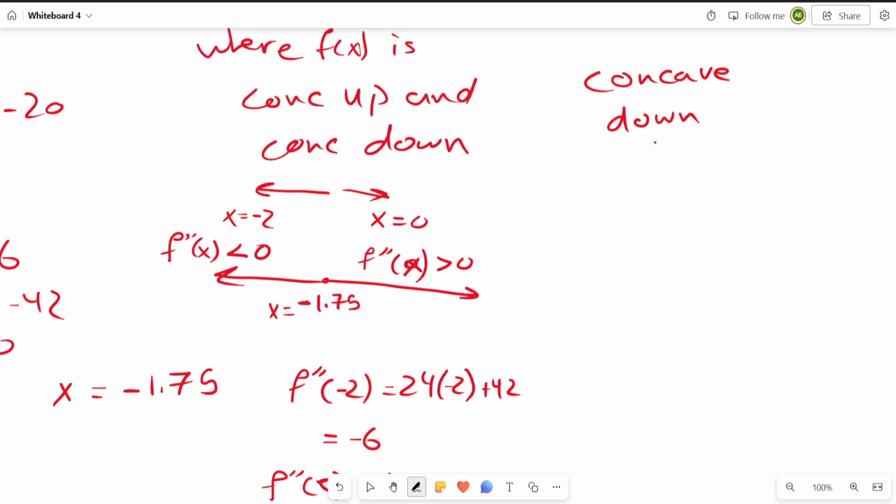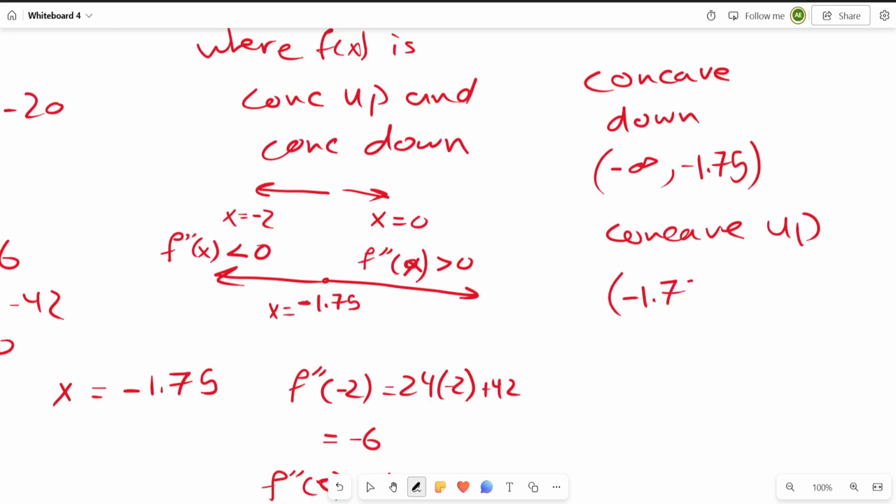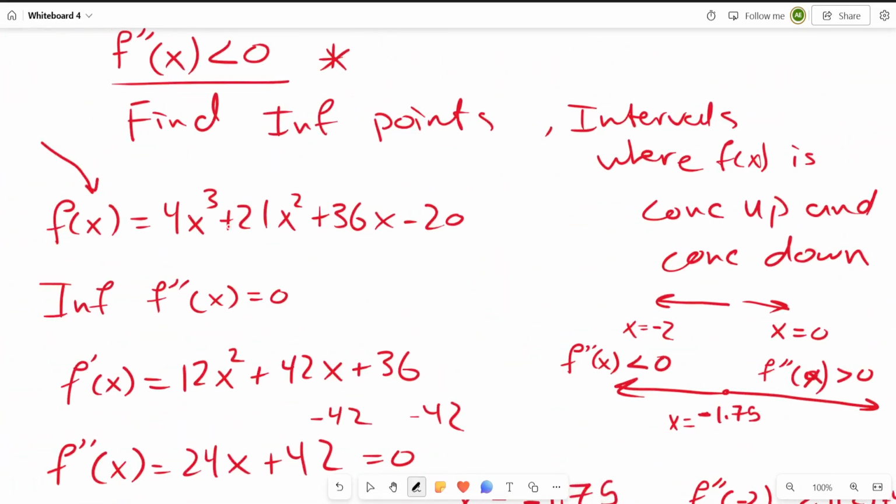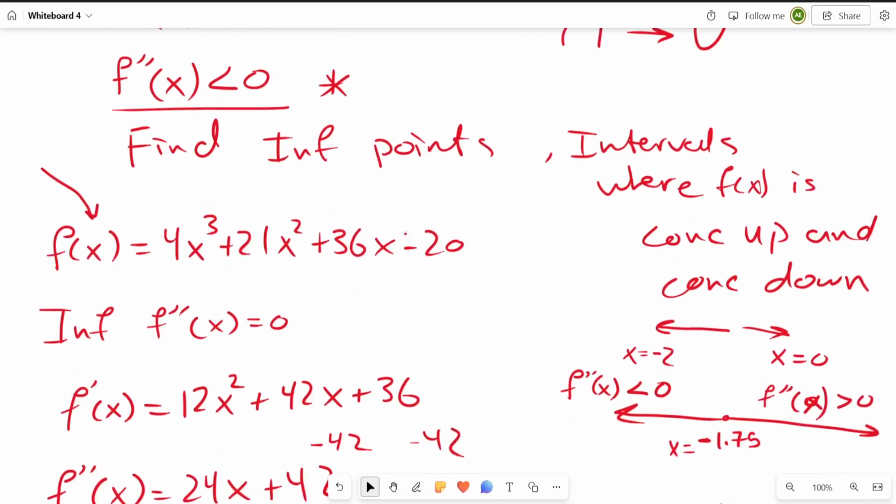So the interval where it's concave down is going to be from negative infinity up to negative 1.75. That's the interval where the second derivative is less than 0. And it's concave up in the interval where x is negative 1.75 until positive infinity. So this is my answer, and my inflection point is at x equals negative 1.75. If I want to find the exact point, I can substitute this x in the original function over here to give me the y, but this is not our concern now.